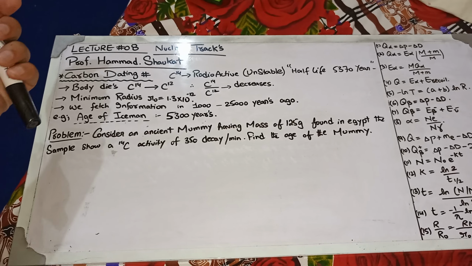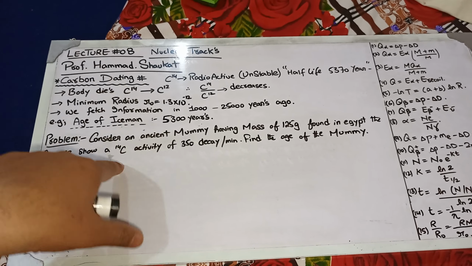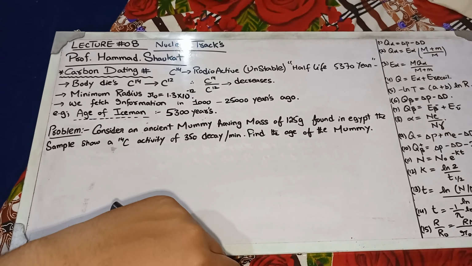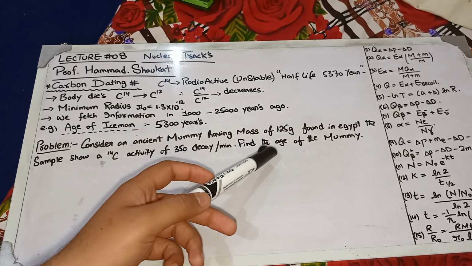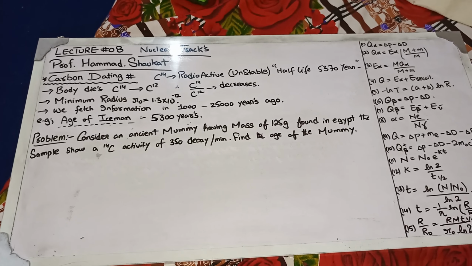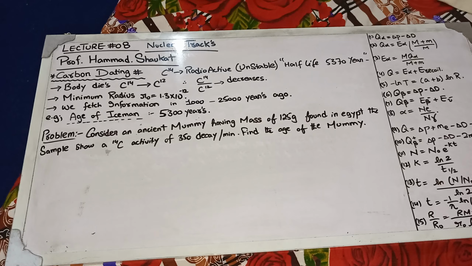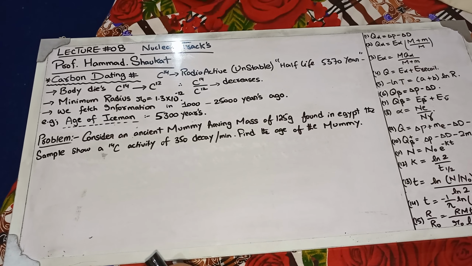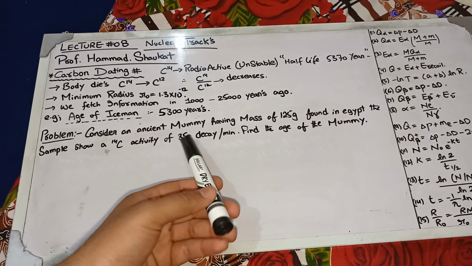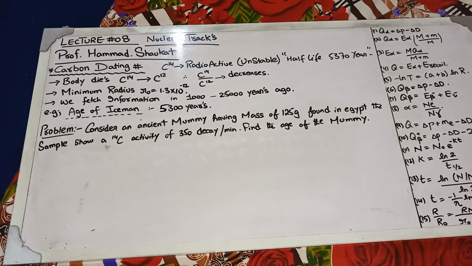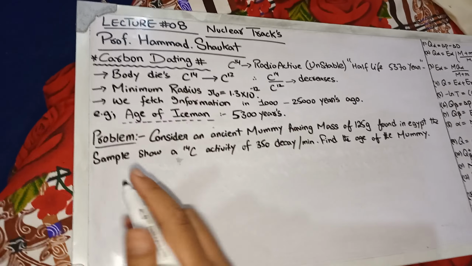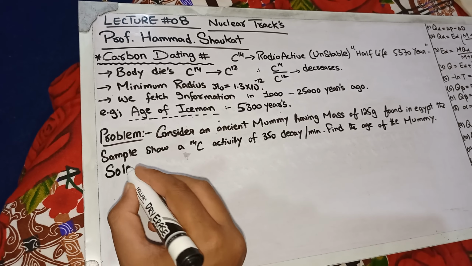So the activity is given, meaning the R value is given, which is 350 decays per minute. What you have to find is the age of that mummy. You know how you can find the age of any specimen if you know its mass and its activity rate. It is again the same scenario. First of all, write the given values, and this is your solution for this problem.